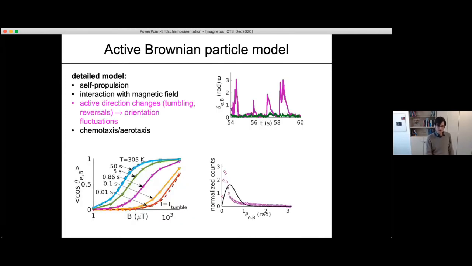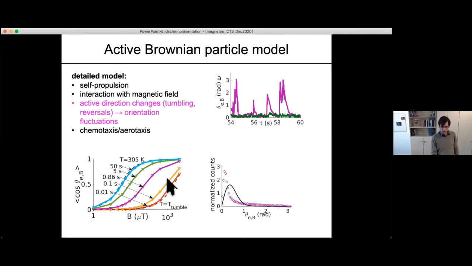Okay, let me briefly walk you through these ingredients. So the active directional changes, in particular the tumbling, has the effect that if these bacteria swim along a magnetic field and then there is a tumble, there's a strong reorientation away from the magnetic field. You see there's this strong change of the angle between the orientation and the field, and then a relaxation back towards the field. And then they swim along the field for a while, and there's another such reorientation. So there is basically a source of orientation fluctuation that is discrete, that comes in discrete events, and contributes to an average orientation that is not exactly in the direction of the field.